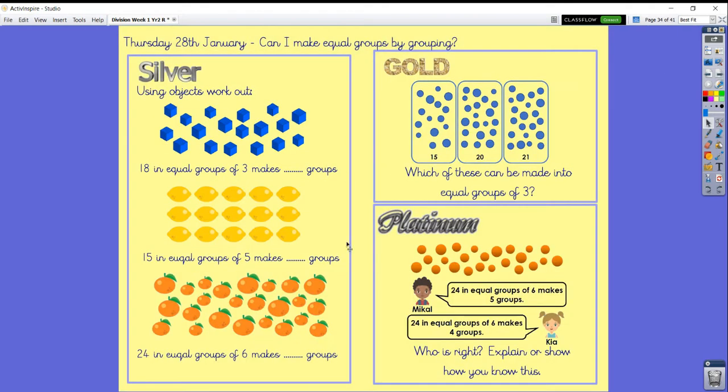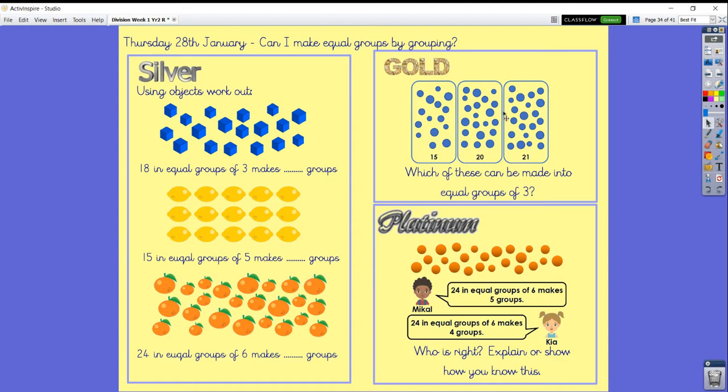So we are going to go straight into our activities today for the grouping. So here I would like to get out 18 objects and put them into equal groups of 3. So take 3, take another 3, take another 3. How many groups do you make? Then do the same for the lemons and the oranges.